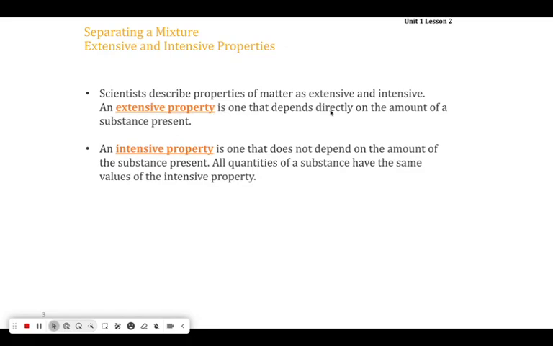Extensive properties depend on the amount of a substance present, like volume, mass, or weight of a substance. An intensive property does not depend on the amount of the substance, like density, malleability, brittleness, the color. Any quantities of a substance have the same values of the intensive property, no matter how much you have.